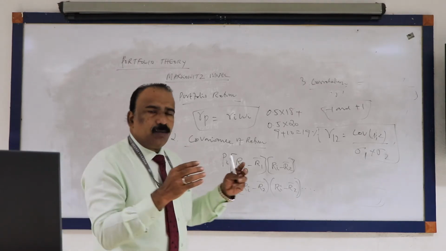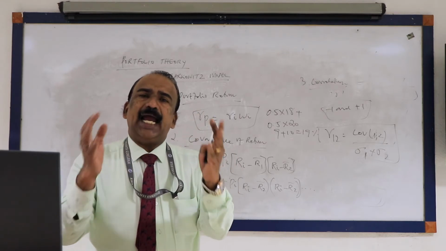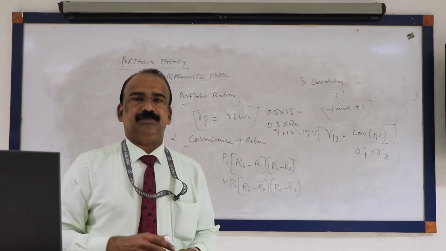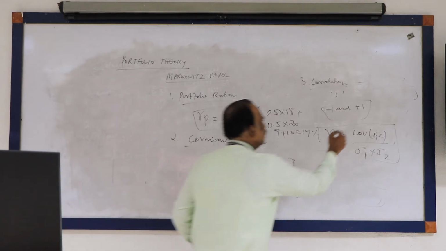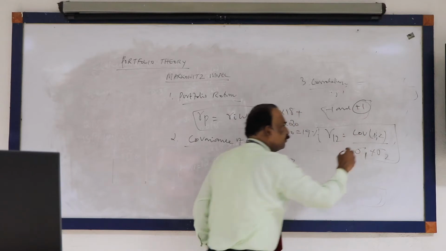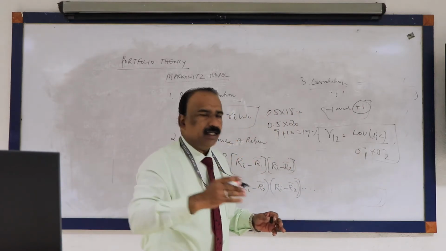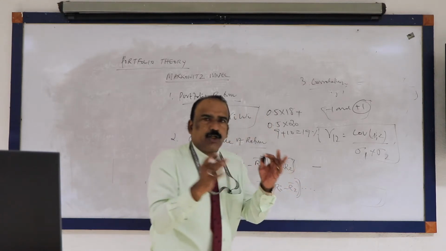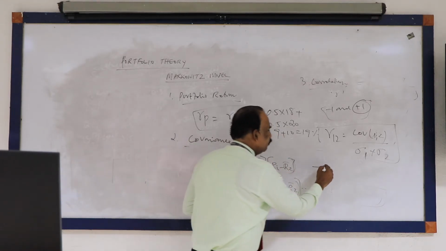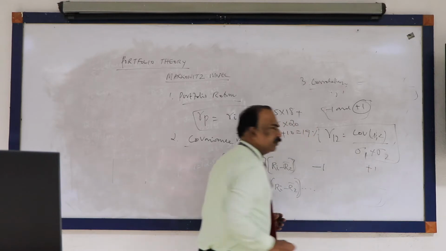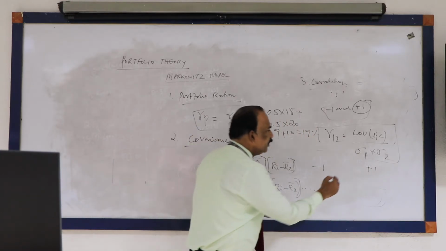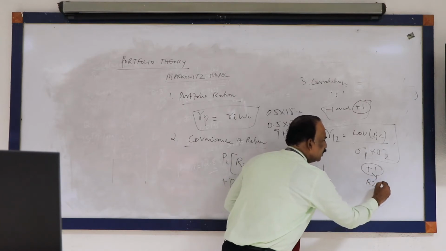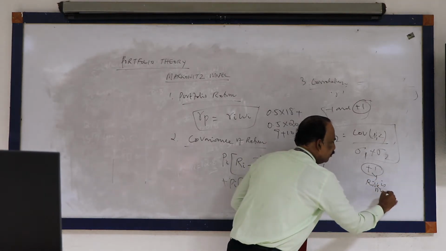And then what is the relationship between correlation and risk? If it is plus one, the risk is very high. That is what we call the risk continuum, from minus one to plus one. If it is plus one, the risk is maximum.